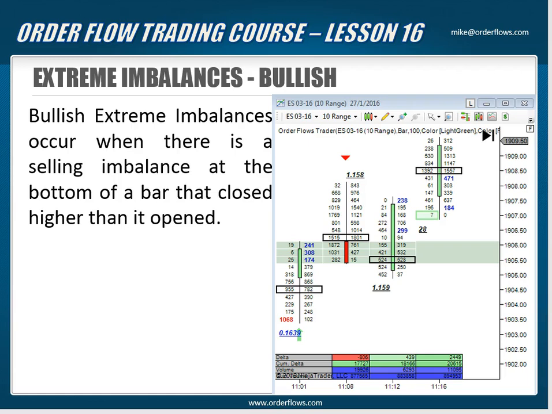Okay, so bullish extreme imbalances. It occurs when there's a selling imbalance at the bottom of a bar that closed higher than it opened. On the order flow trader software, it's going to be highlighted with an arrow. In this case, you'll see the normal selling imbalance and the bar closed higher. You'll draw the arrow. To me, that's a sign that sellers were really aggressive at the bottom of the bar, and trying to push the market lower, but it couldn't go any lower, and the market popped back up.